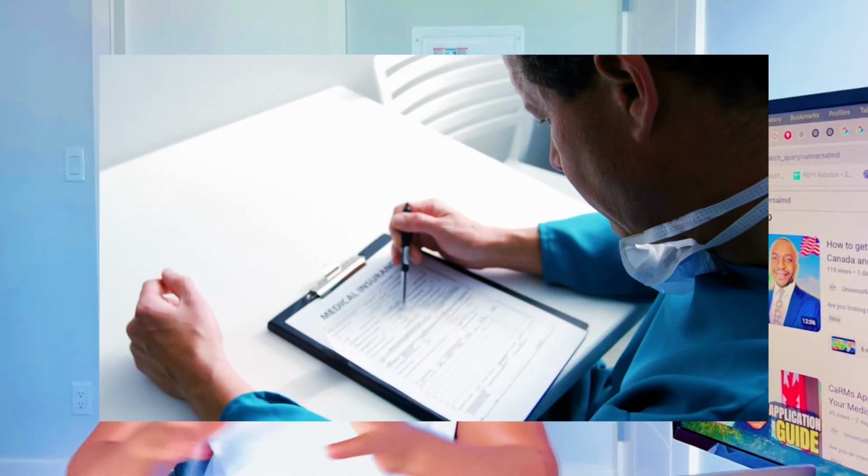And if you do not sit and be part of the BC-CAP, then you can't even apply to match in the province of British Columbia during your CaRMS residency application March cycle.